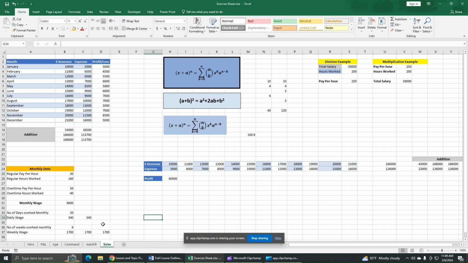So this is how we can do arithmetic operations in our Excel worksheet. If you have any question, please let me know through comments. That's all for today. Thank you very much.